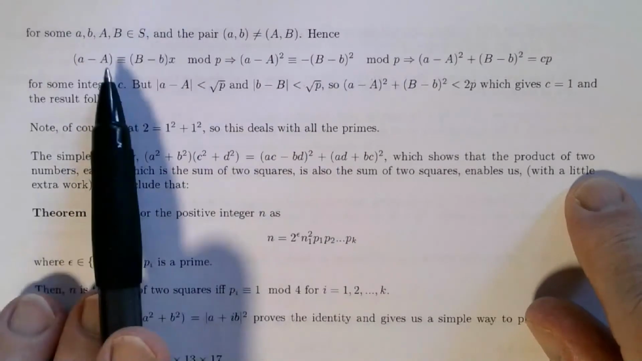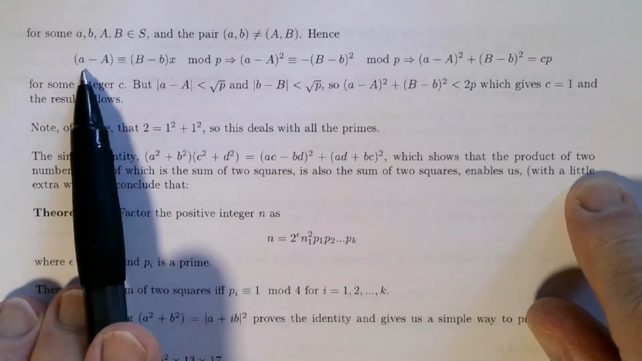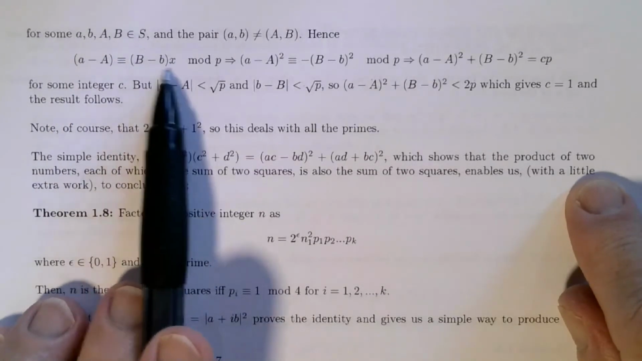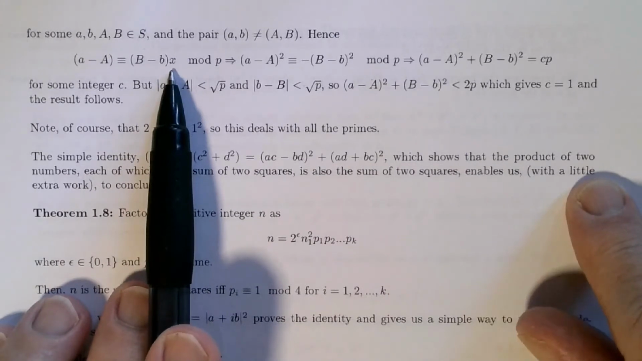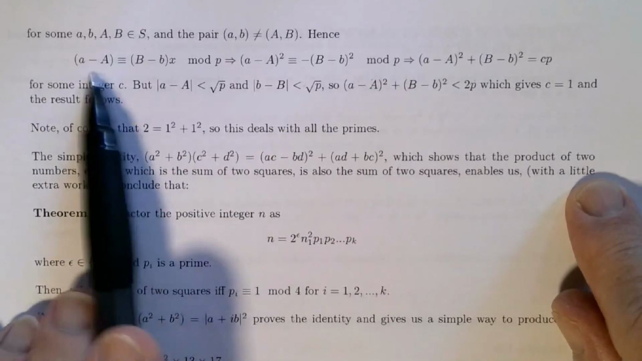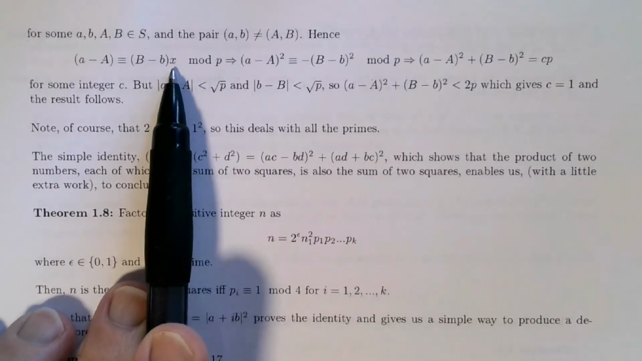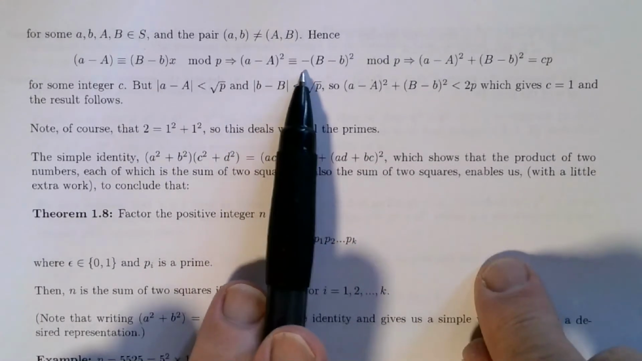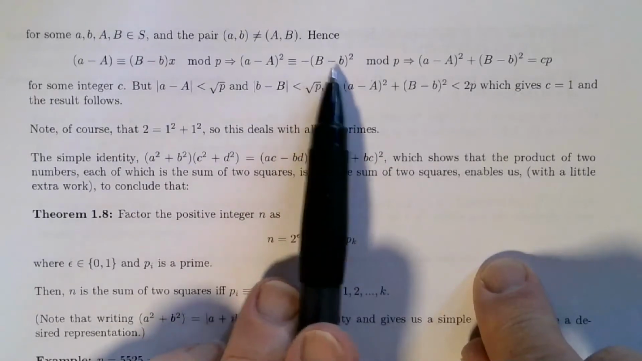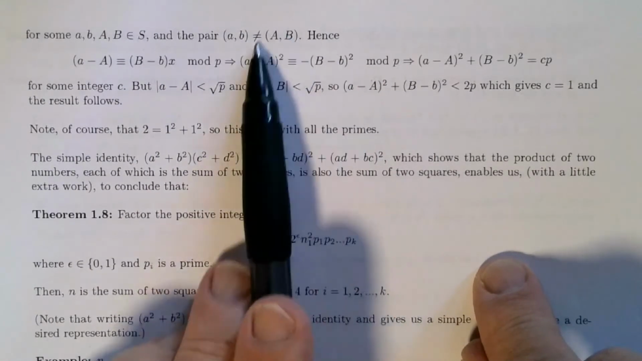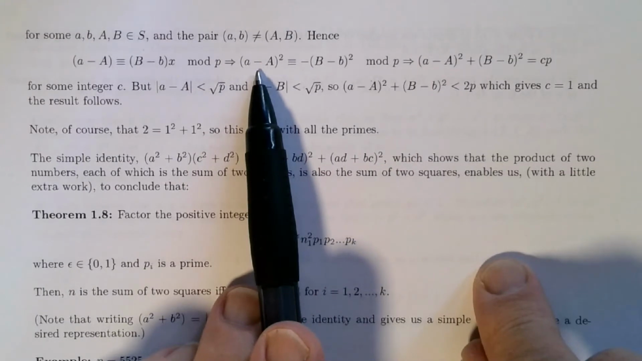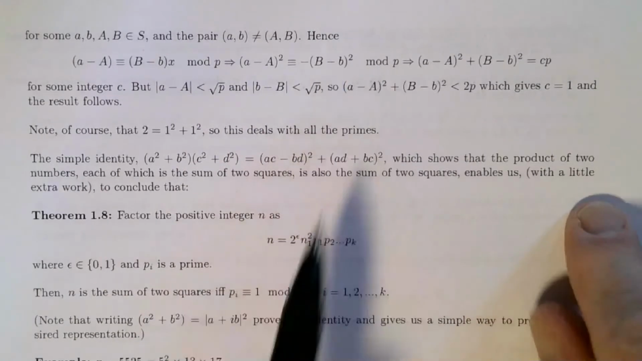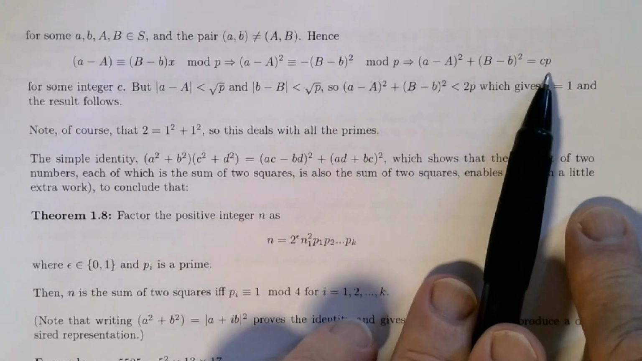Hence, if I now rearrange that equation, I get little a minus capital A is congruent to little b minus capital B, times x, mod p. And now comes the little trick. I'm going to square both sides of this, remembering that x squared is congruent to minus 1 modulo p. So this gives me little a minus capital A, squared, is congruent to minus, that's the x squared, capital B minus little b, squared. And I can take that on the other side, so modulo p, this plus this has to be 0 mod p, that is, it's a multiple of p, say c p for some integer c.